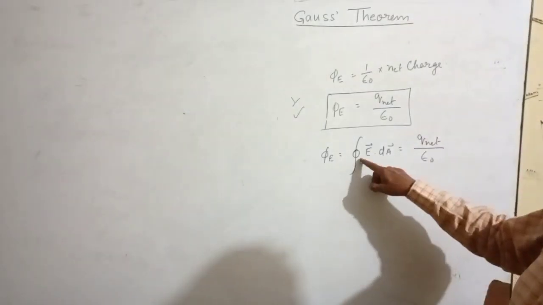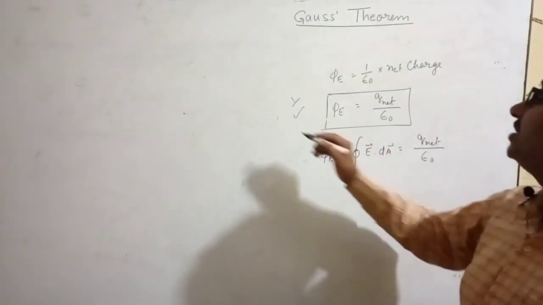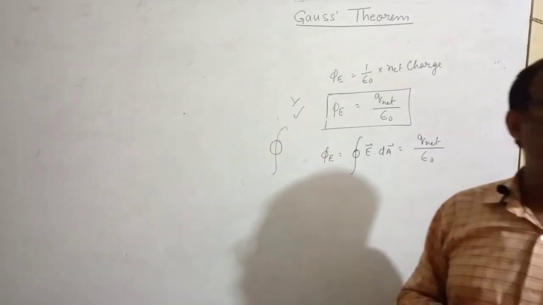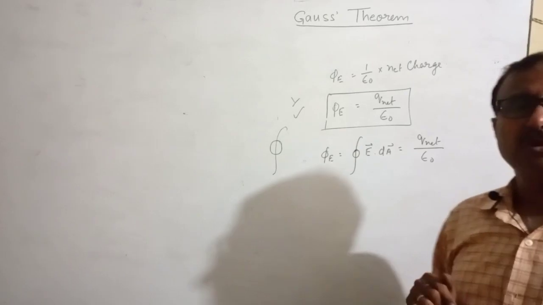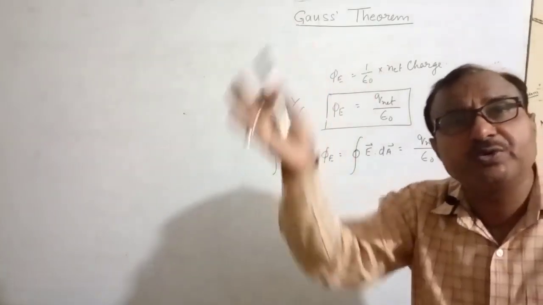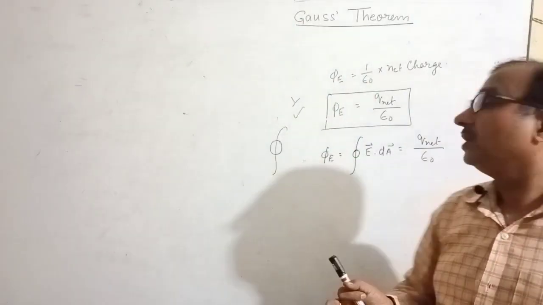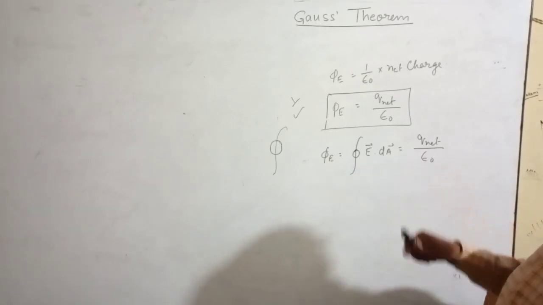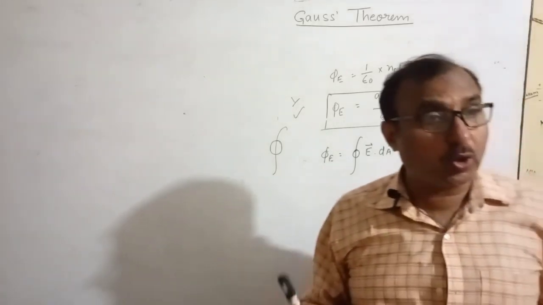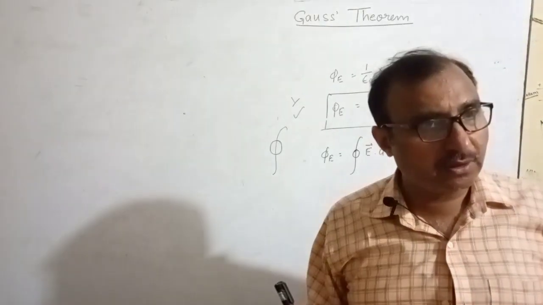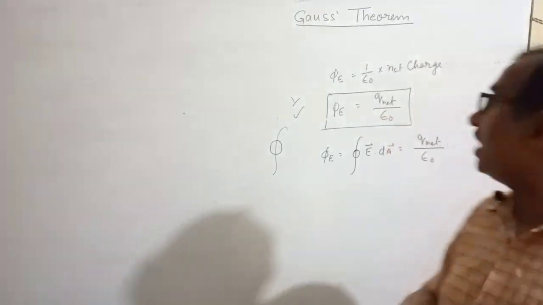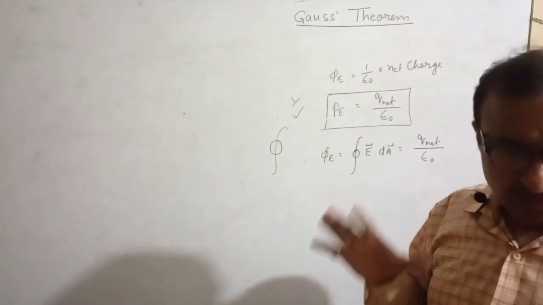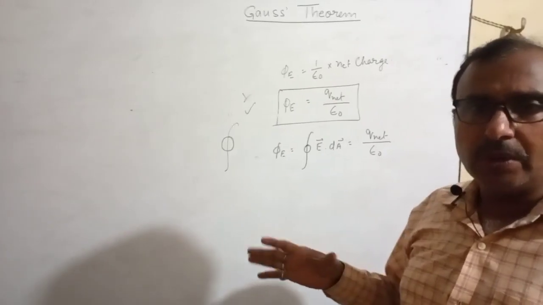Here I showed this symbol for integration, and here I made this symbol. What is the meaning of this? It is for a closed surface. Electric flux through any closed surface is 1 upon epsilon times the net charge enclosed by the surface. Right? So this is all about Gauss theorem today. Theoretically I told; the derivation we will do in the next video.